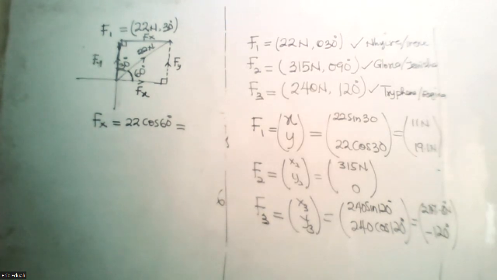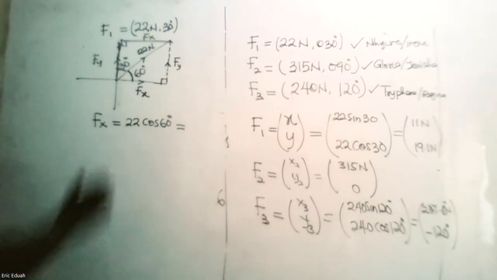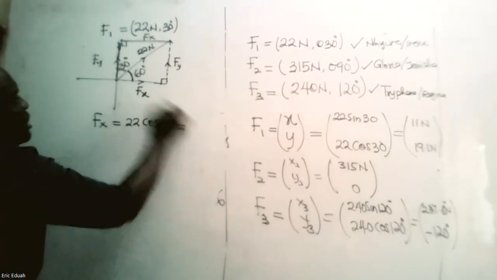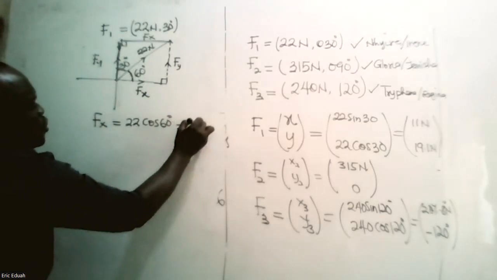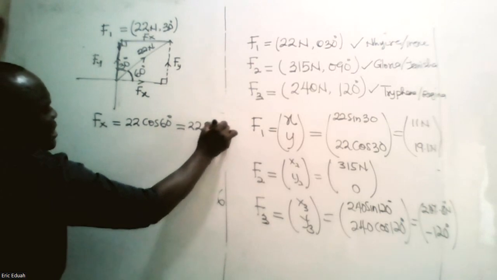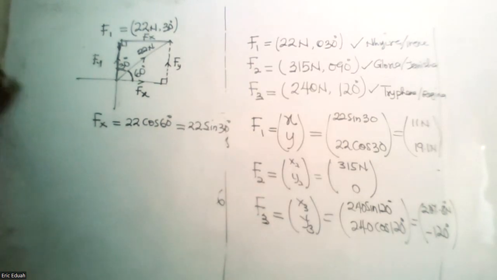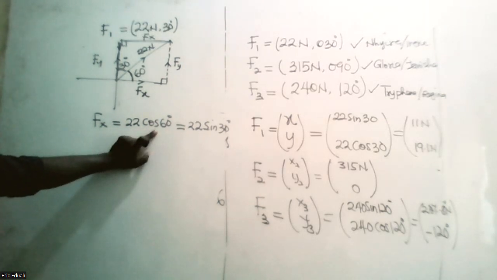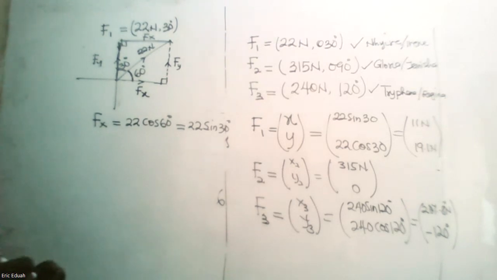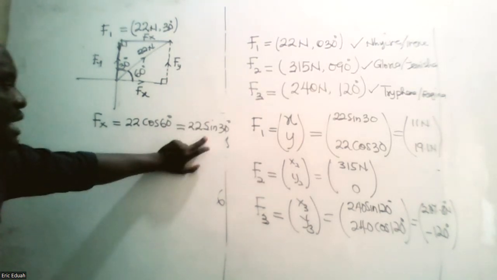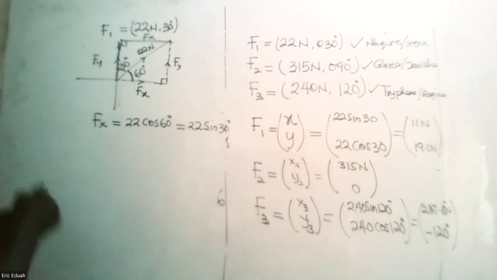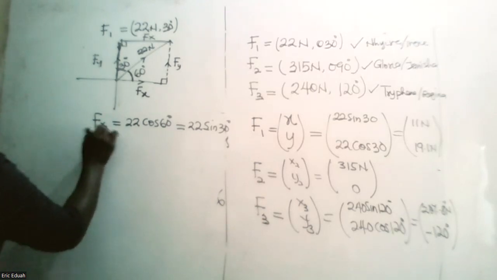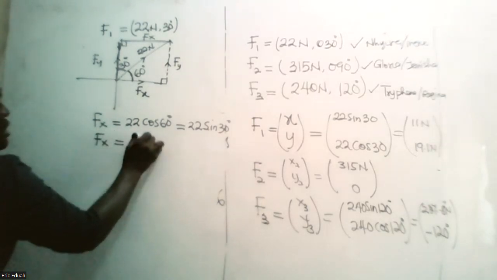Meaning that if I use 30, this must still be 22 sine 30, and they should give me the same answer. Cos 60 is half, so 22 times half is 11. Sine 30 is also half. 22 times half is also 11. So whichever way we look at it, the value is the same. So Fx is equal to 11 Newton.